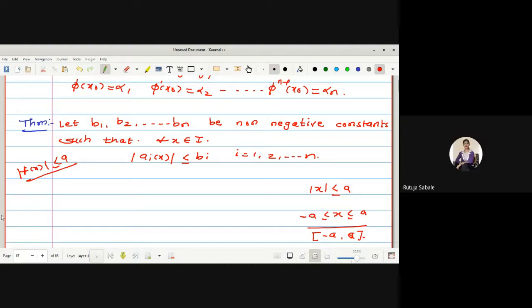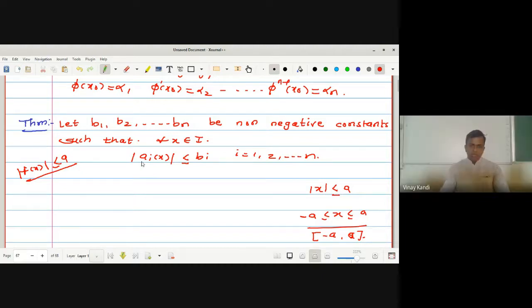Here we have mod of ai of x is less than or equal to bi. Okay, it means that all functions ai of x, a1 of x, a2 of x, a3 of x are bounded functions.